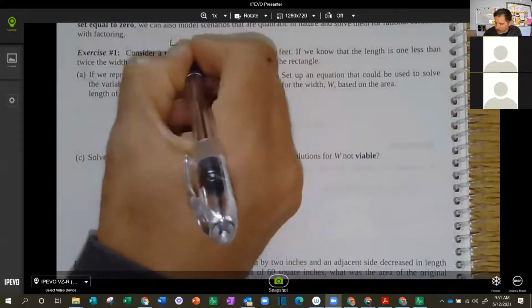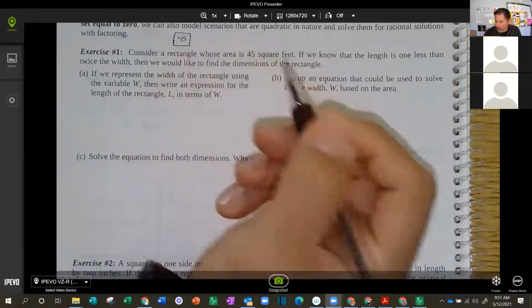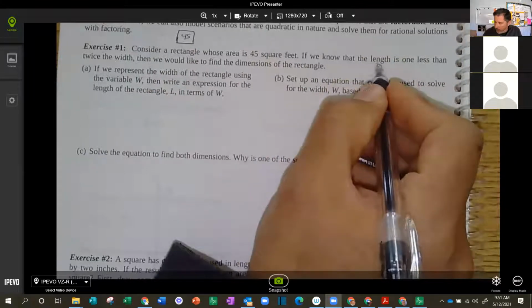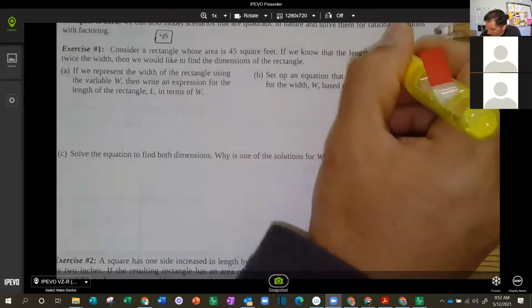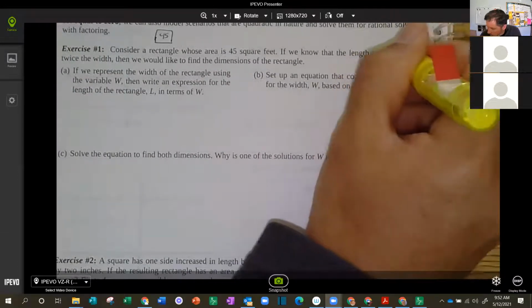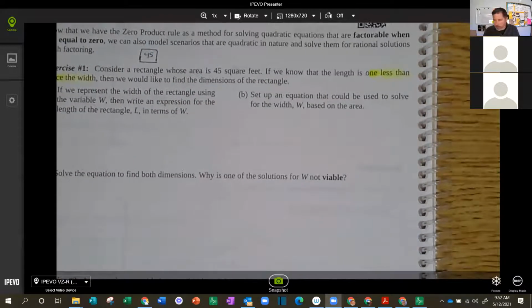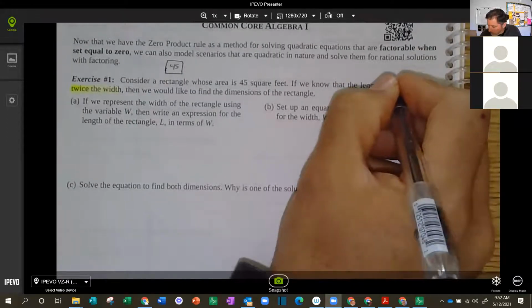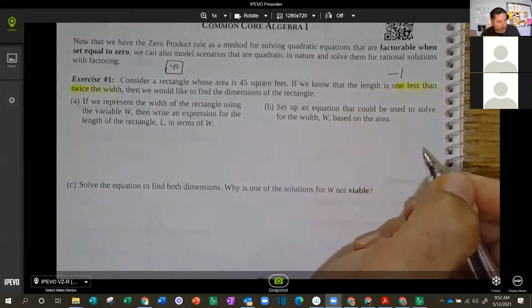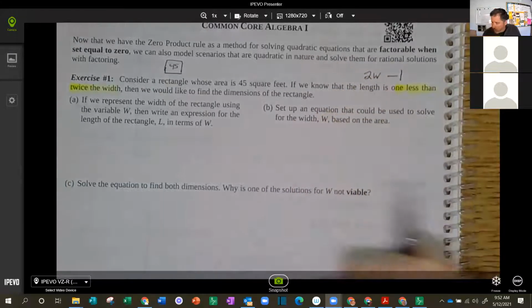Consider a rectangle, so I'm going to draw a rectangle whose area is 45 square units, in this case square feet. So I'm just going to write 45 in the area part of the rectangle. If we know the length, and this is important, I'm going to highlight it, not everything, just this part: the length is 1 less than twice the width. 1 less than twice the width can be summarized using a math expression. If something is 1 less, I'm going to subtract 1 from something. That something is twice the width. So I'm going to say 2w minus 1.